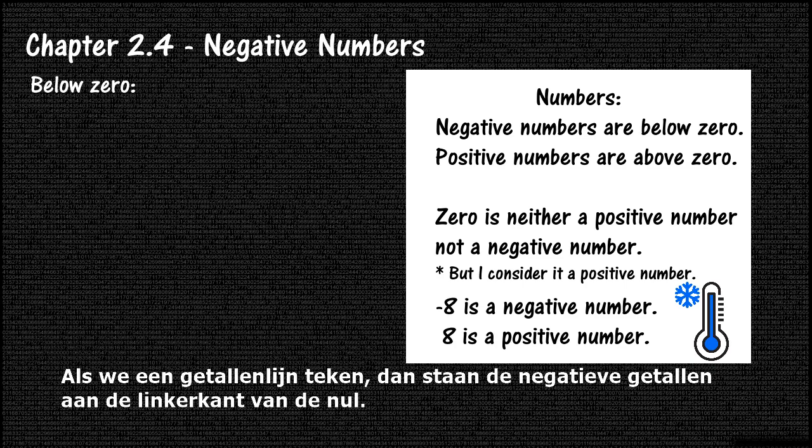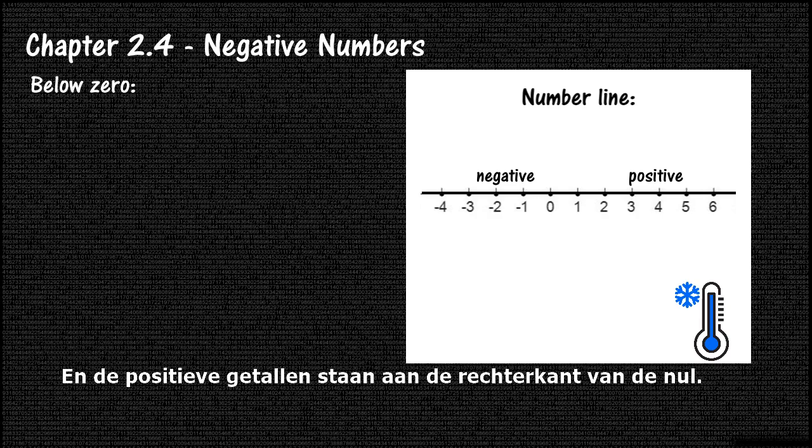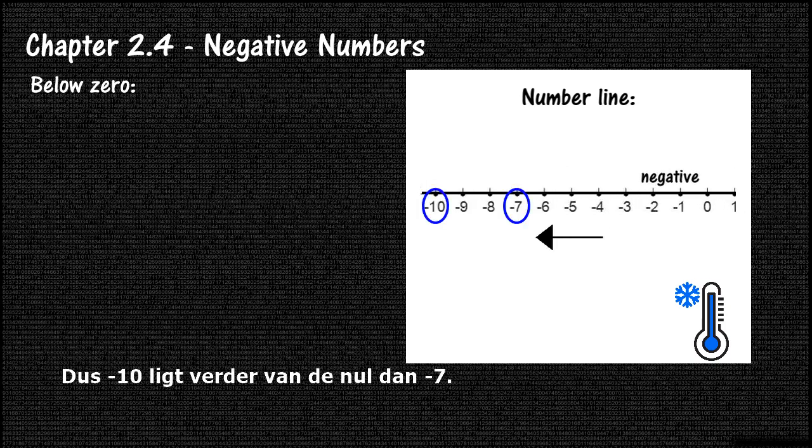If we were to draw a number line, negatives are on the left side of the zero and all the positive numbers are on the right side of the zero. The bigger the number, the farther away from zero. So minus 10 is farther away from zero than minus 7.